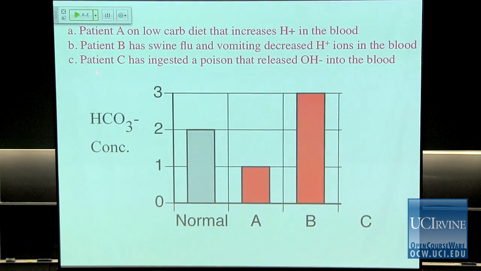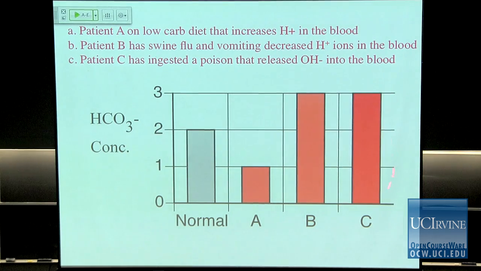Okay, and the final one is patient C has ingested a poison that released OH into the blood. What's going to happen to the bicarbonate concentration? Increase is correct. Again, the OH is going to combine with the free hydrogen ions, make water, take them out of solution, so then the carbonic acid is going to donate a hydrogen to solution, thus making more bicarbonate.